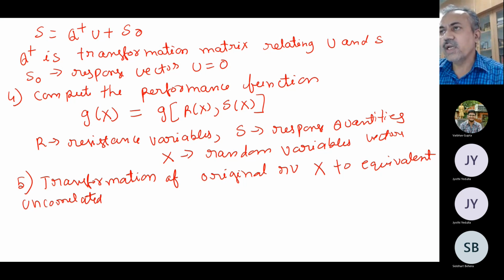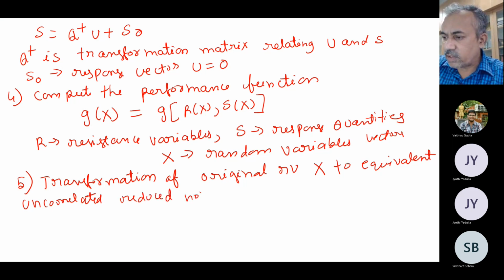You may have correlations. The random variables may be non-Gaussian also. So non-Gaussian should be converted into equivalent Gaussian. Then if they are correlated, you do the eigenvalue, eigenvector analysis we defined previously, and make them uncorrelated. And then finally we have to reduce them into normal variables. So this is our step.